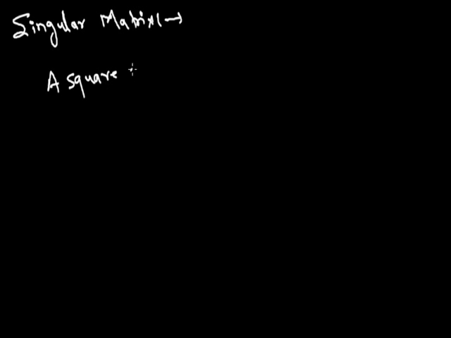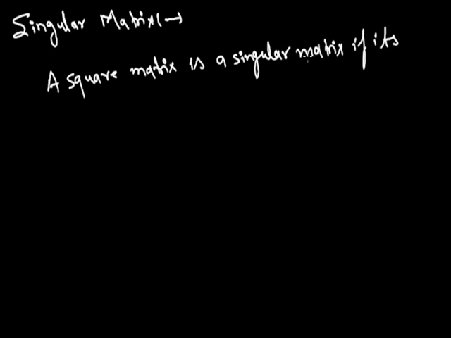Now the next topic is singular matrix. If we find the determinant, the determinant of a singular matrix is 0. A square matrix is a singular matrix if its determinant is 0, otherwise it is non-singular.